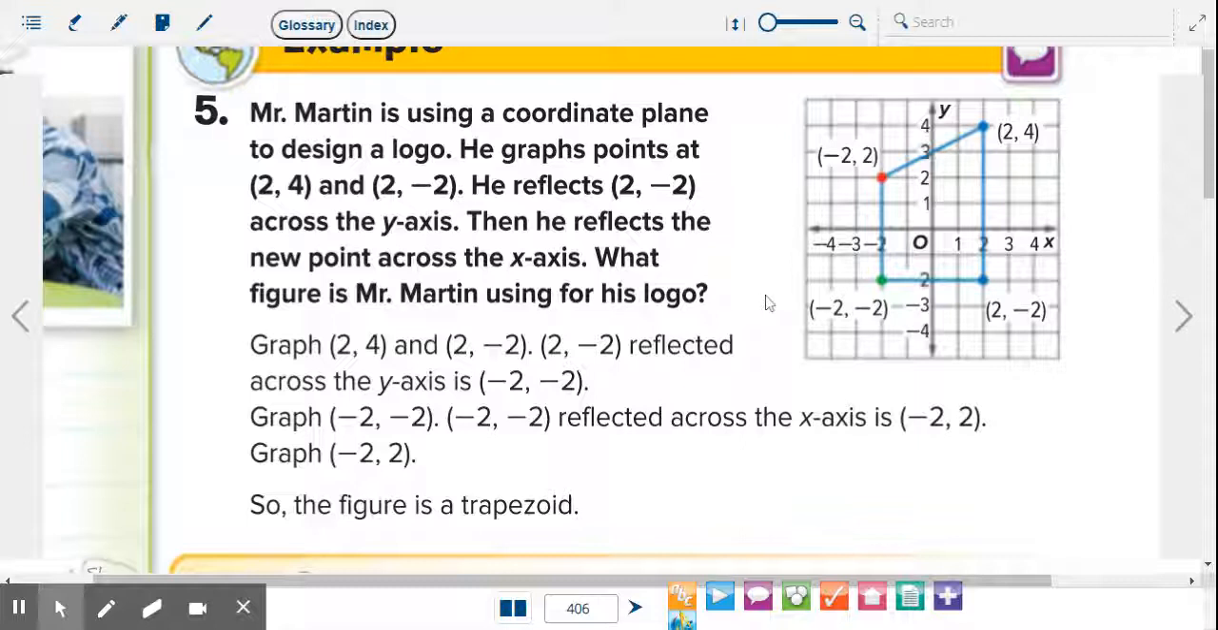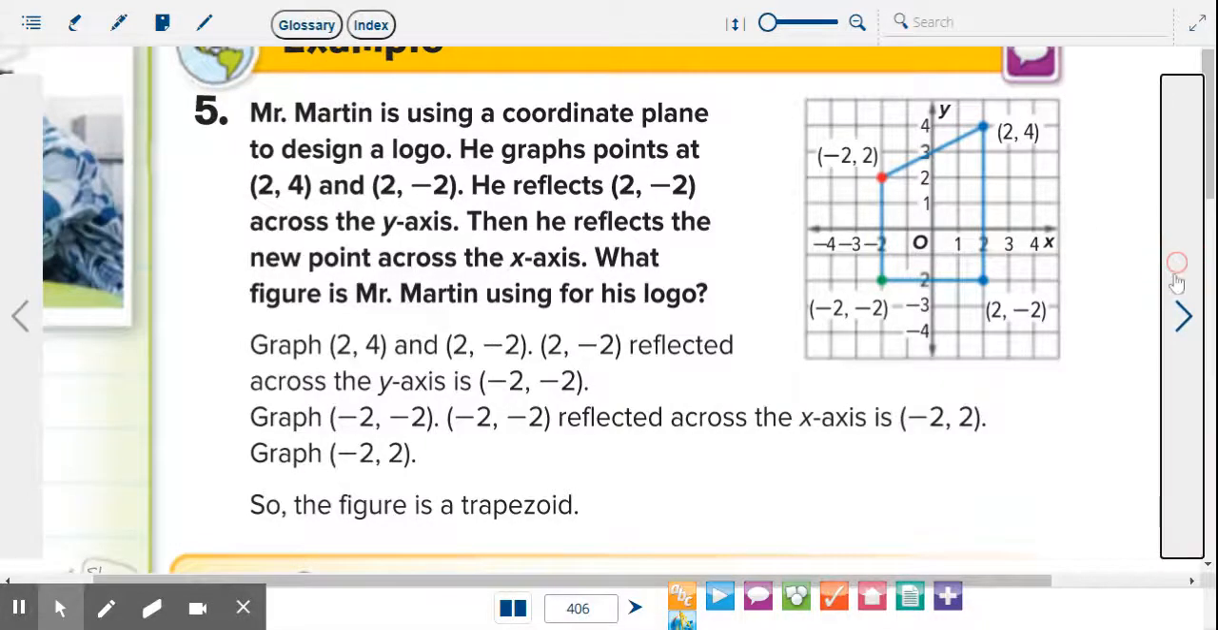So Mr. Martin is using a coordinate plane to design a logo. He graphs points at (2, 4) and (2, -2). He then reflects (2, -2) across the y-axis. Then he reflects the new point across the x-axis. What figure is Mr. Martin using for his logo? So basically, they're just going to have you graph a couple points and do reflections and basically connect the dots. Okay? So that's what you have to do.